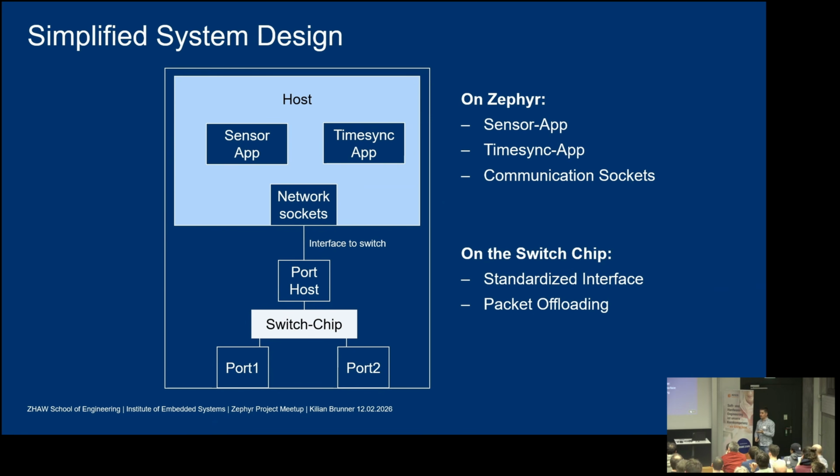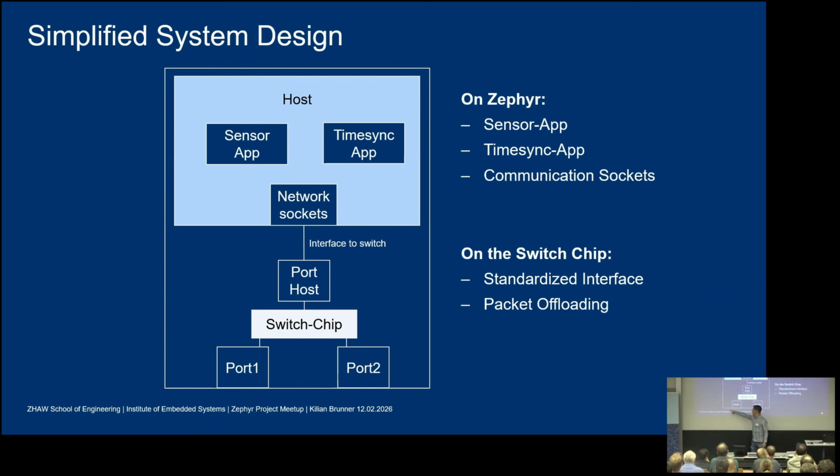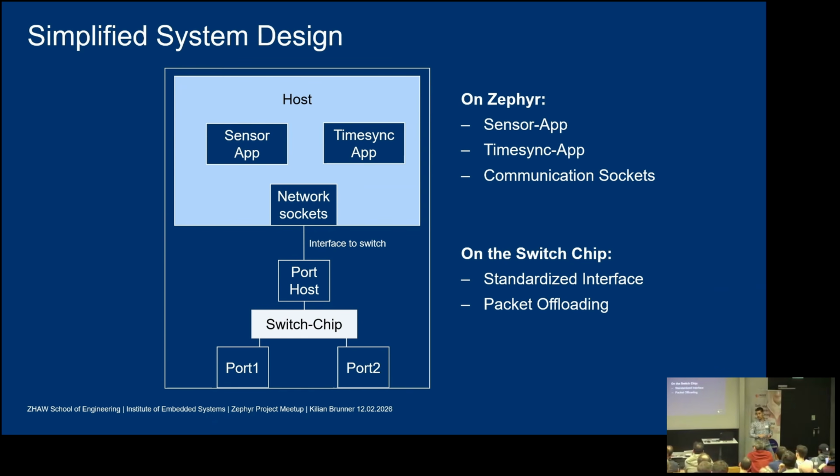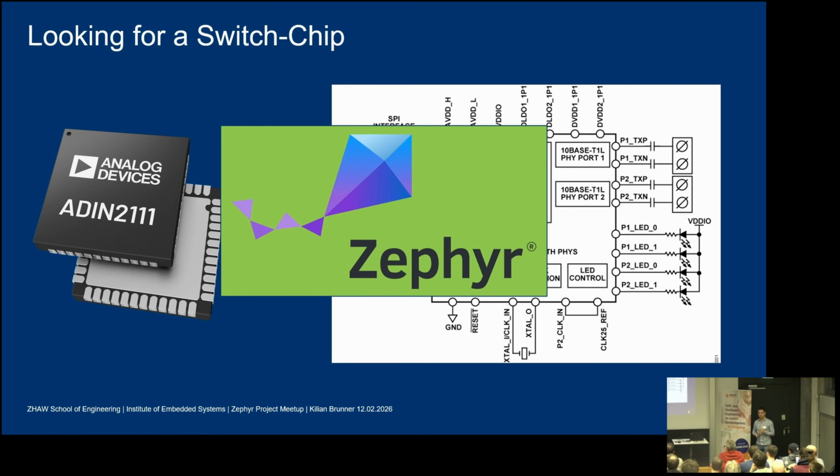On the lower side, we'd like to have a switch chip that is offloading my packets, so data that is coming from the server can go through the switch chip without interfering with our CPU. And we would like to have a simple standardized interface, SPI. So when we're looking for a chip like this, we only find the 182111. This is exactly a chip designed for that. So we have integrated PHYs, we have an integrated switch, and we have an SPI interface to our host. And luckily, this chip is already supported by Zephyr.